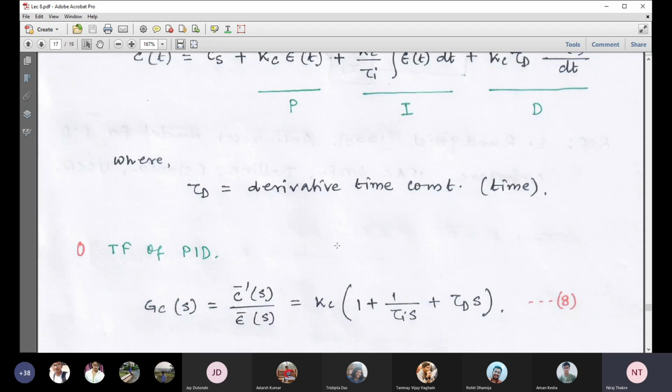Okay. So this is the transfer function you see. You can match with your result.